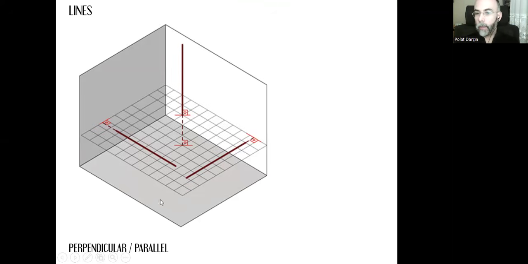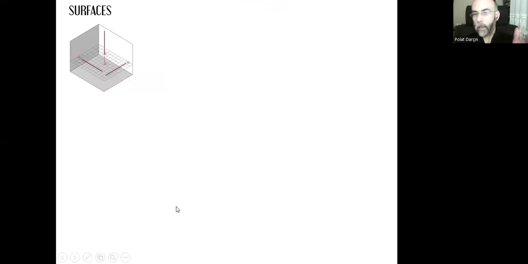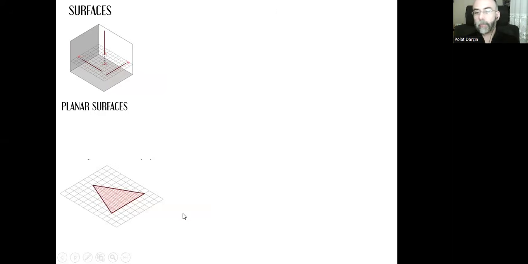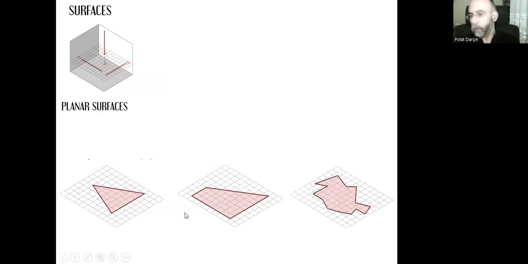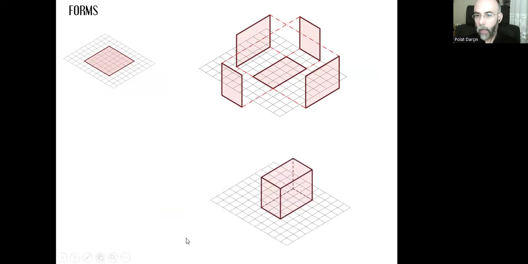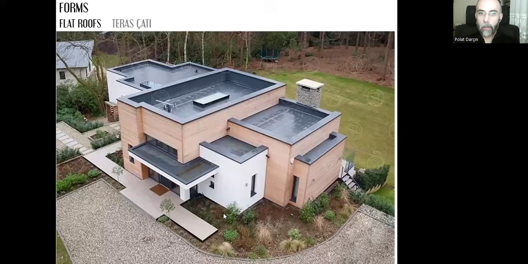By using these different positions, we can create different planar surfaces like squares or rectangles or triangles, different shapes of surfaces. And when we combine these different planar surfaces, we will have three-dimensional forms, a building mass. And the upper part can be defined as the horizontal surface, the roof, which we call flat roofs. In Turkish, it's called teras çatı.